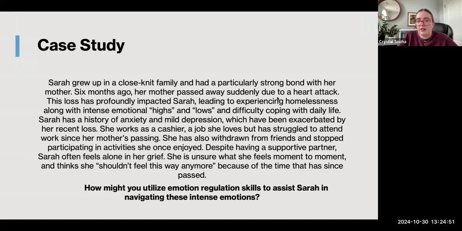How might you utilize emotion regulation skills or any other skills that you may have learned in the past, but of course, focusing on emotion regulation, to help Sarah in navigating these intense emotions? And maybe this could be a short-term solution for her. What are some things that you might suggest?